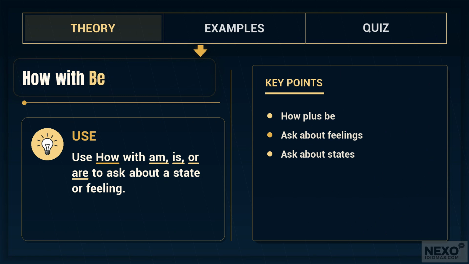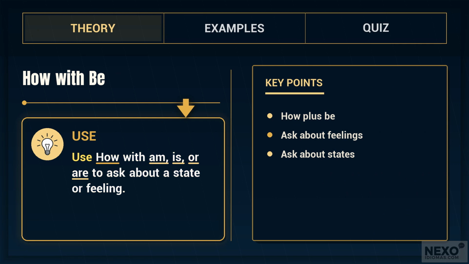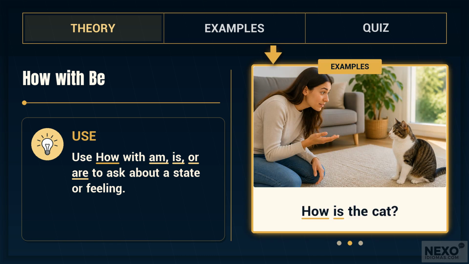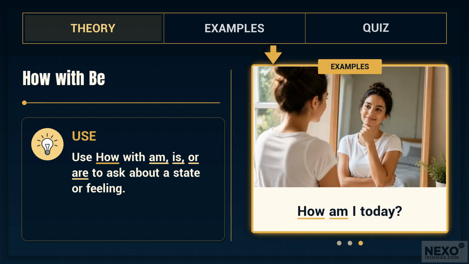How with be. Use how with am, is, or are to ask about a state or feeling. Example. How are the children? Example. How is the cat? Example. How am I today?